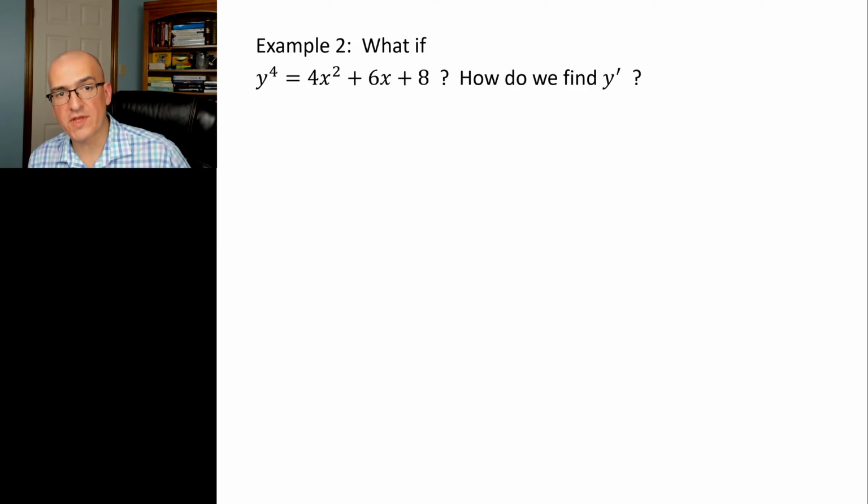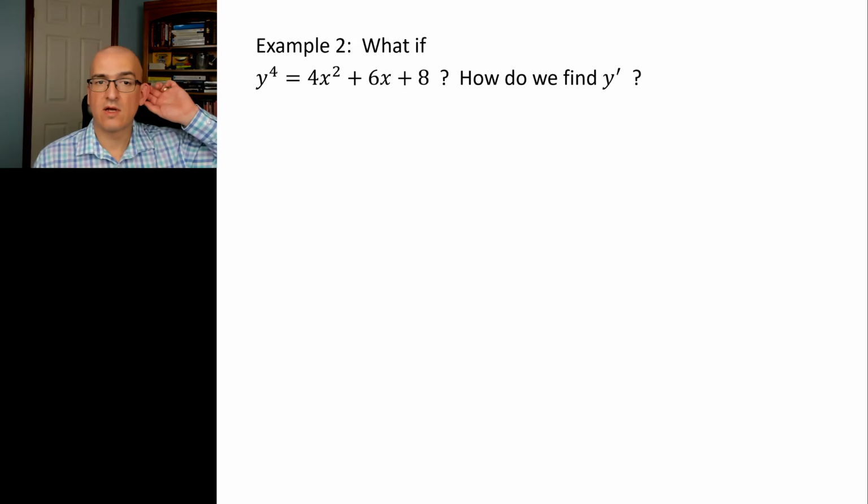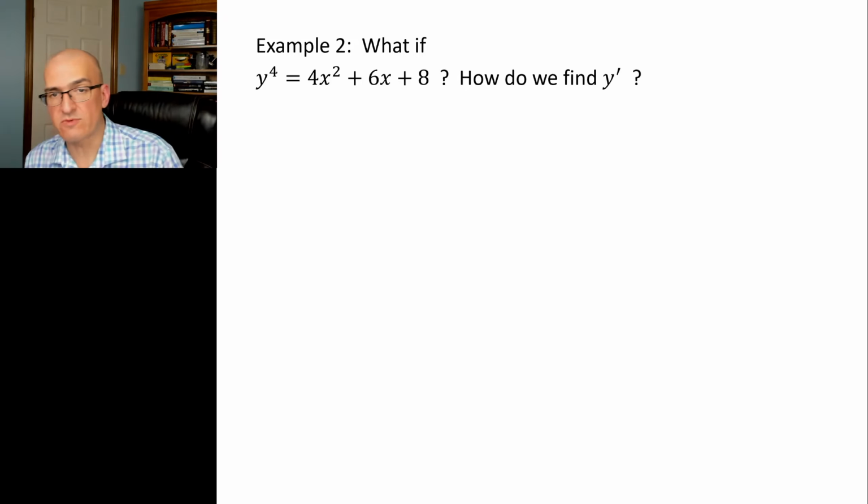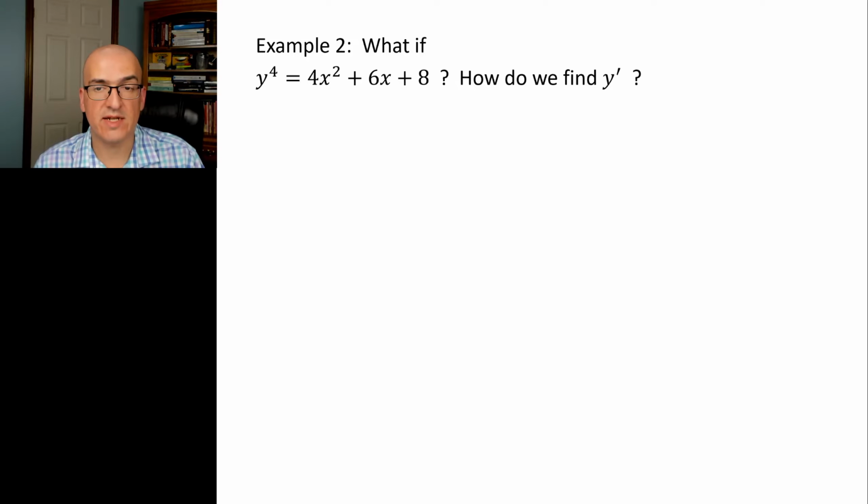I'm going to show you what that different way is with a truly less complicated looking example. Y to the 4 equals 4x to the 2 plus 6x plus 8. And what we're asked for inside this example is to find y prime.